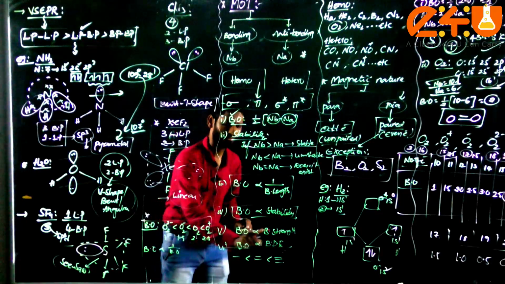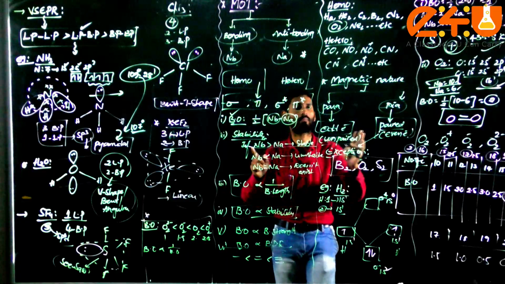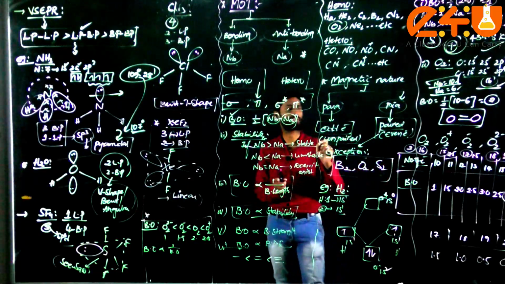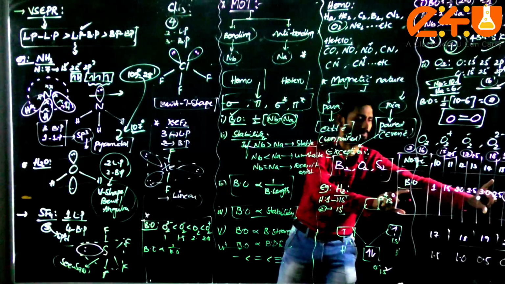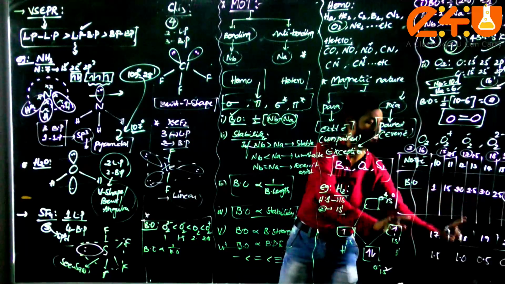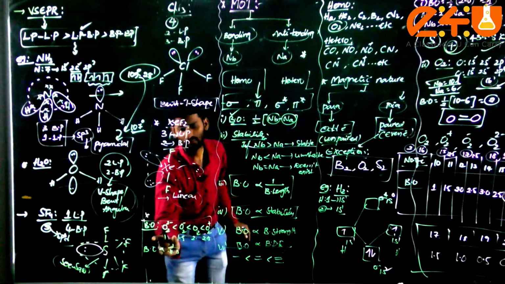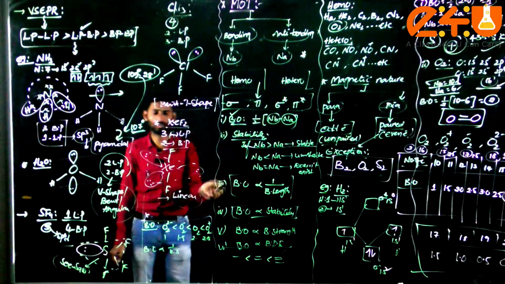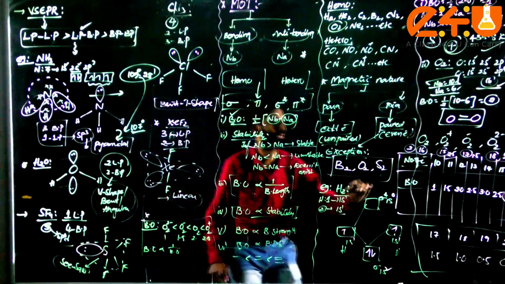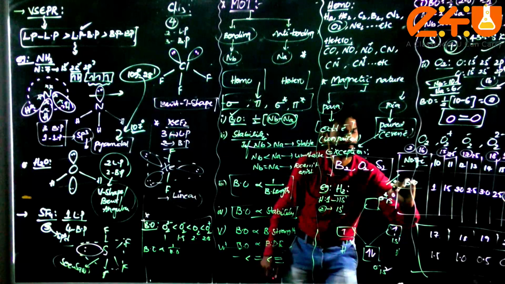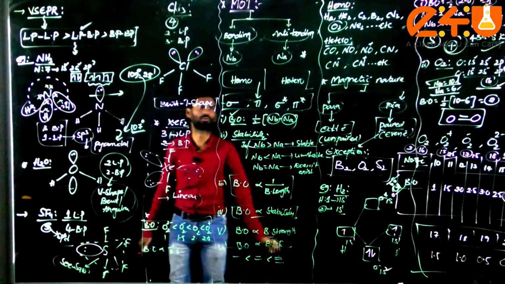Next, bond strength. This is the way we calculate the bond order for a particular ion or molecule. But we have to remember only this one point, dear students. If you remember this, you can easily calculate like this, whether it is N2, N2 plus, N2 2 minus, N2 minus, anything. Just note it down. That point is very, very important. Please note it down, dear students.